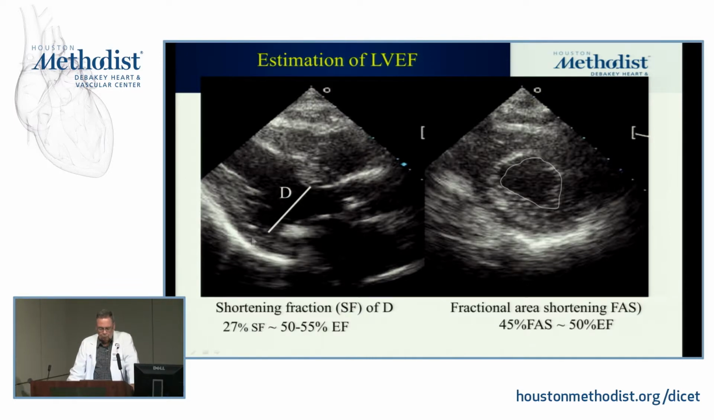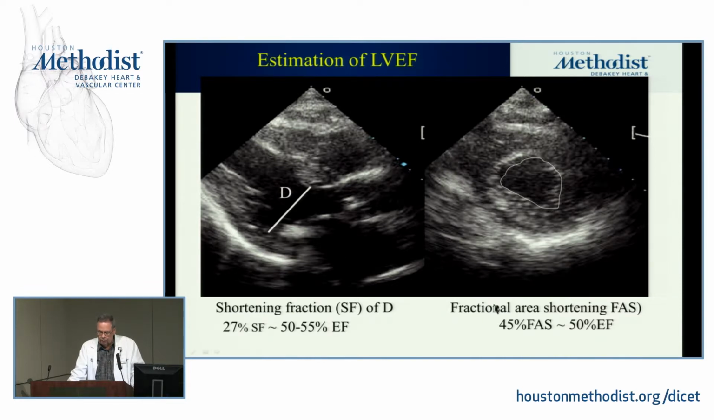You may have a base that contracts well and an apex that is aneurysmal. So this is in ventricles that are relatively symmetric, either diffusely bad or diffusely good. That measurement gives you an eyeball, an estimate of where the EF would stand. Likewise, if you do the shortening fraction of the area, a 45% shortening fraction equates to around 50%.